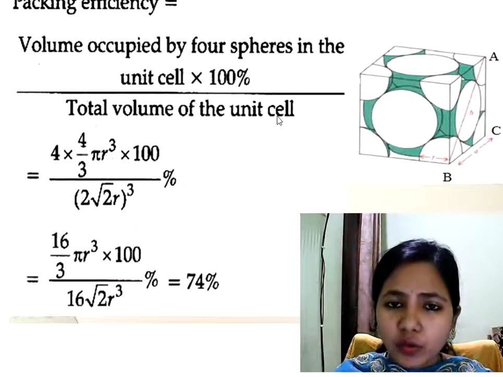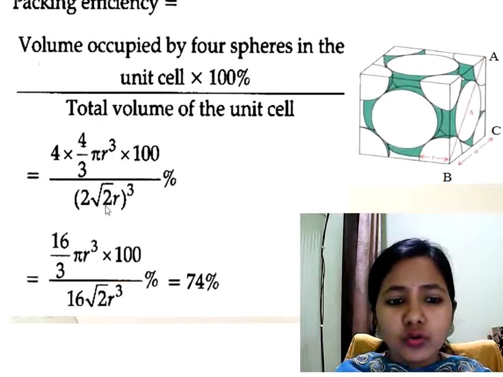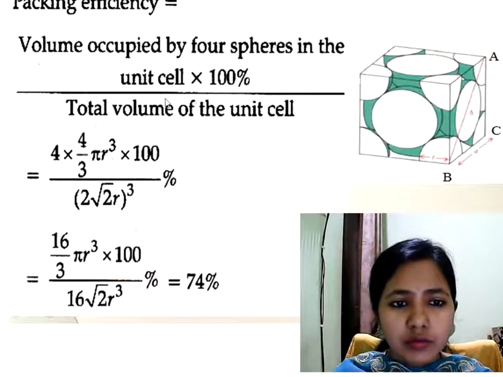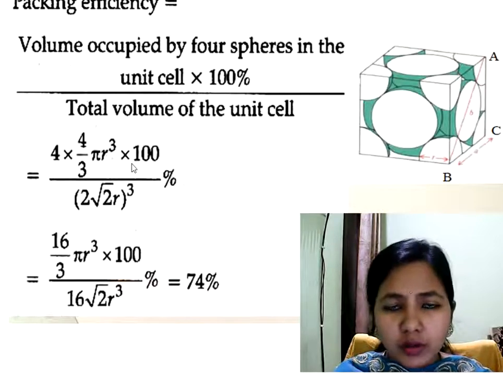Now what is a cube here in case of FCC? Just write down the relation. a is equal to 2 root 2 r, whole cube. Now see, put the values. Volume occupied by the 4 spheres. Here for FCC, the number of atoms is 4 multiplied by the volume of one atom, which is 4 by 3 pi r cube, into 100.